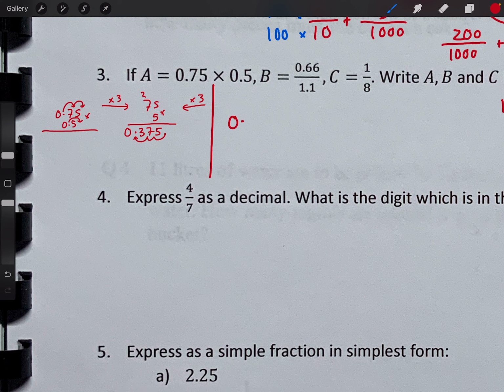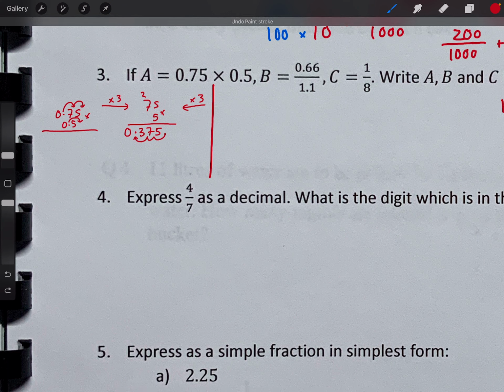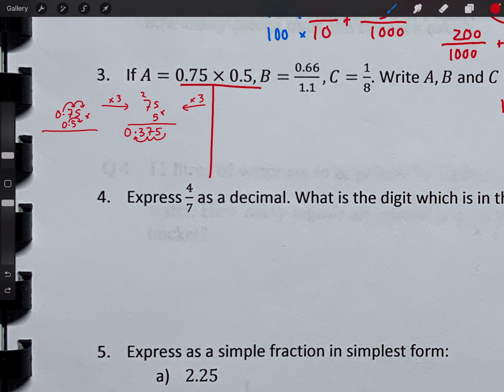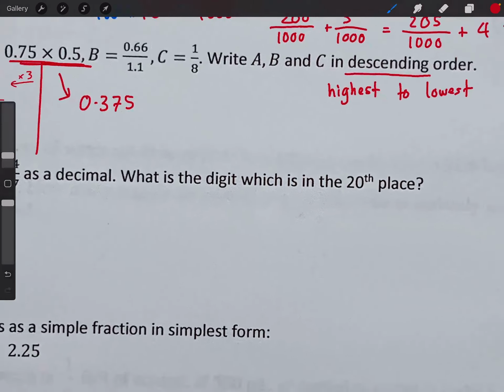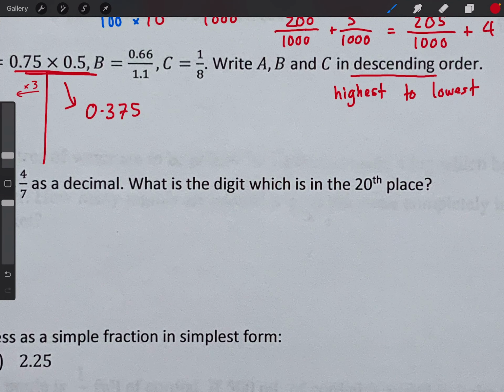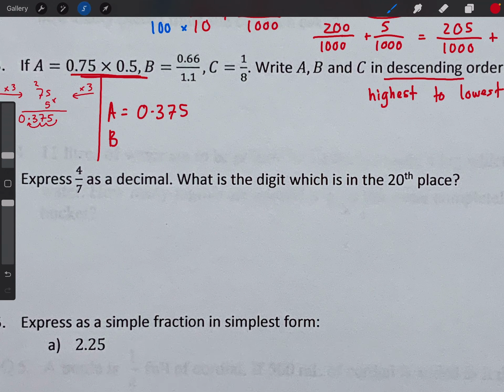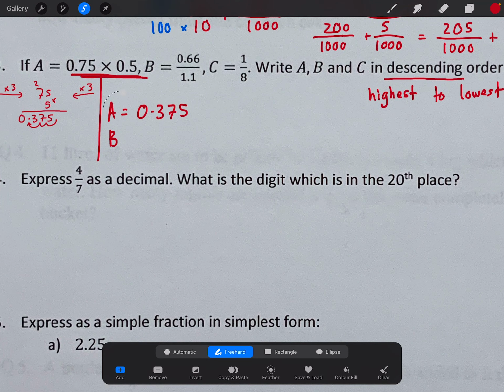So 0. Actually, let me just... all of this becomes 0.375. Now that's A. Okay, A is equal to that. Let's look at B. Let's see what B is equal to. Let me just remove this again.